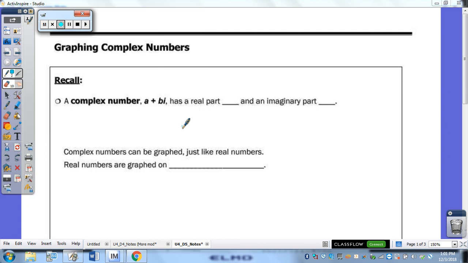Day 5 notes, graphing our complex numbers. So recall complex numbers are a plus bi, as we have here. The real part is a, the imaginary part is your bi. So you have your two pieces to your complex numbers. Complex numbers can be graphed just like real numbers. Real numbers are graphed on a coordinate plane.